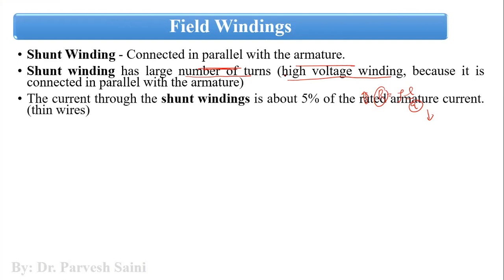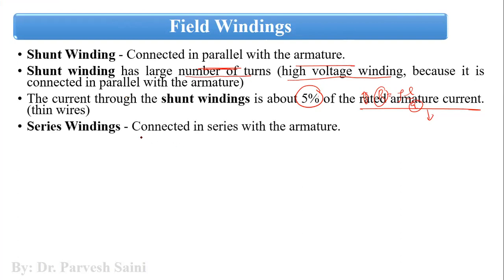Then, as you can see here in this statement, only 5% of the rated armature current will flow through the shunt winding, and the reason is that their resistance is quite high. Okay. Then we have series winding. Series winding will always be connected in series with the armature, right? If you have an armature like here, okay, so this circle is the motor armature rotating part. These are the brushes, symbolic representation, and then we have series winding. So it is connected in series, right?